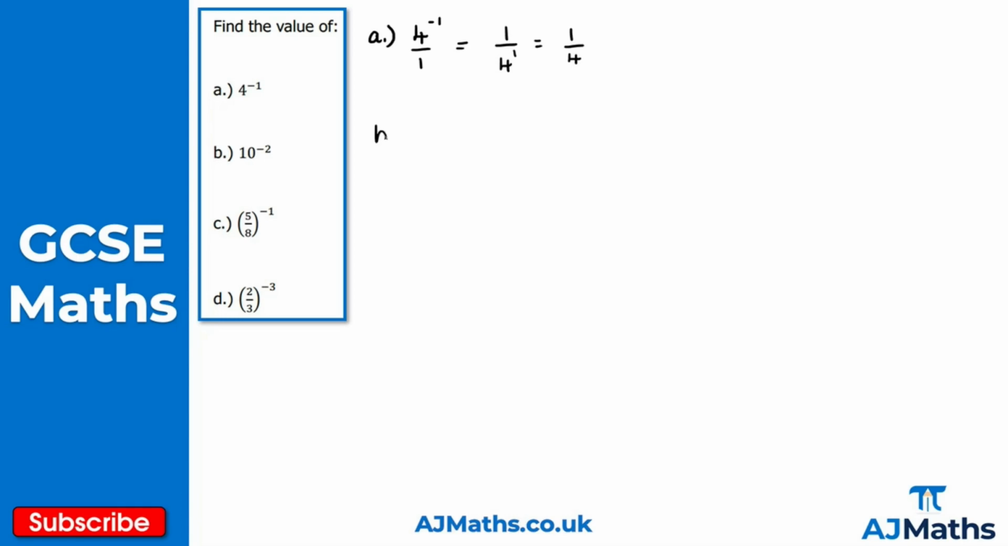So moving on to B now. We've got 10 to the minus 2 here. So again, remember the very first thing that we do here is write a denominator of 1, like so. So now what I'm going to do here is take the reciprocals. We're going to flip this fraction here, make this negative power positive.